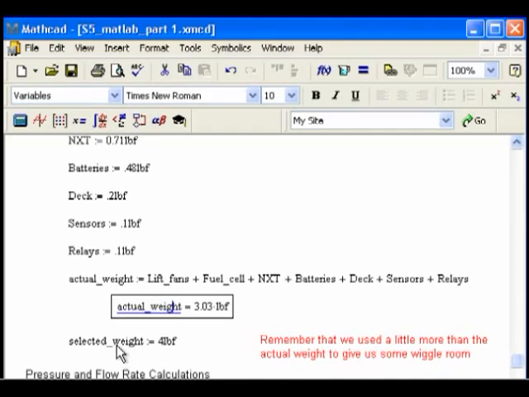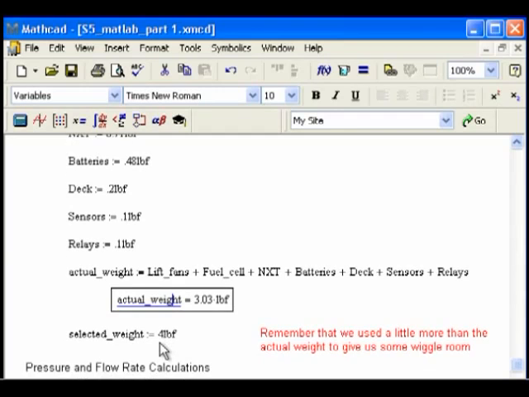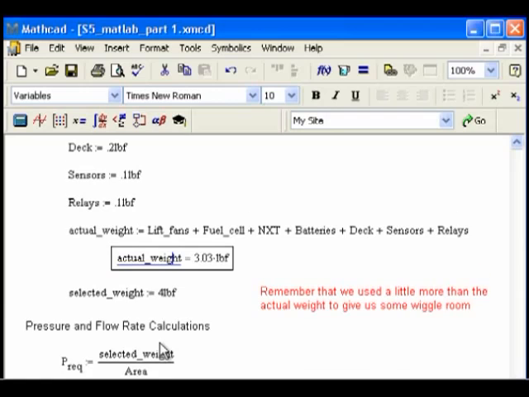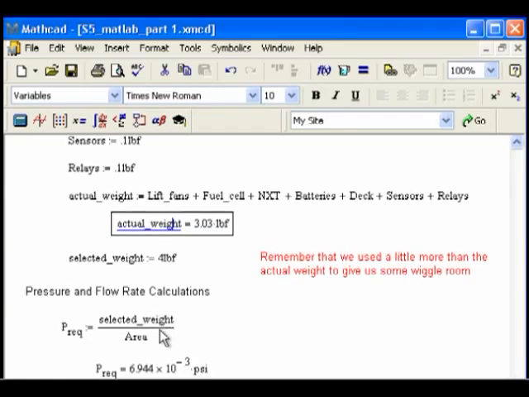But of course, we add a little bit of wiggle room here, as my comment mentions. I'm going to use 4 pounds because that gives me a little bit extra in case there's some duct tape and things like that, extra batteries we might need. And then we go into our pressure and flow rate calculations just as we had before.